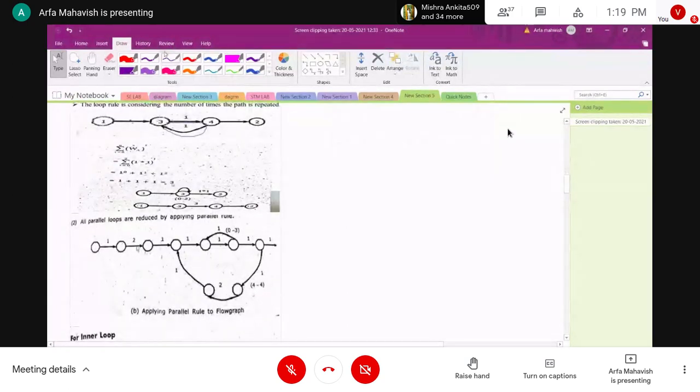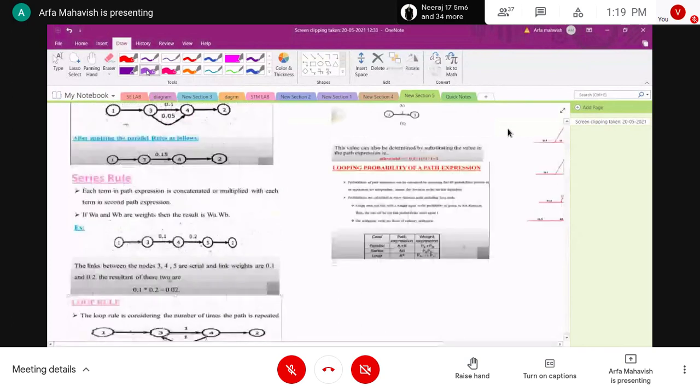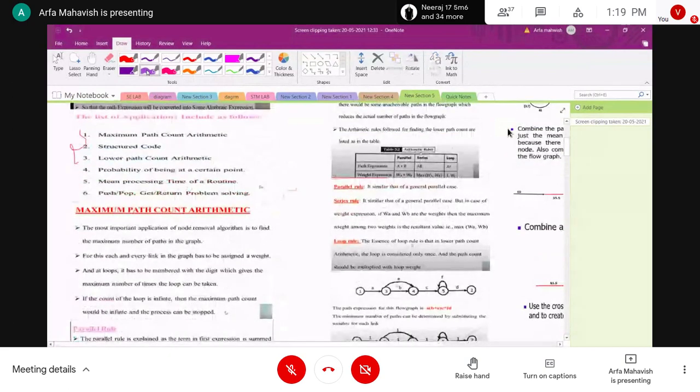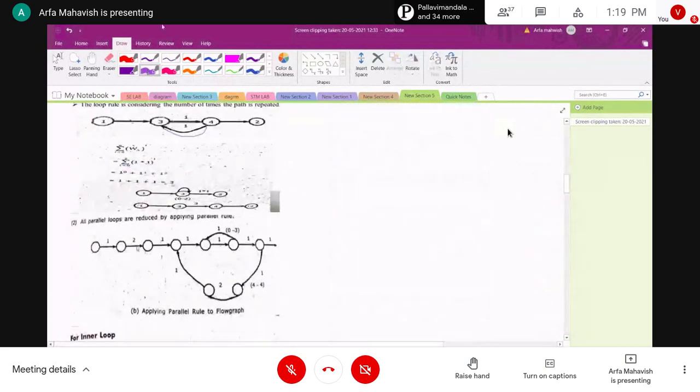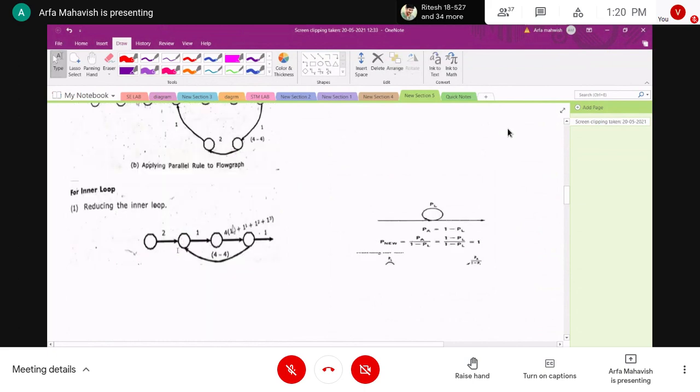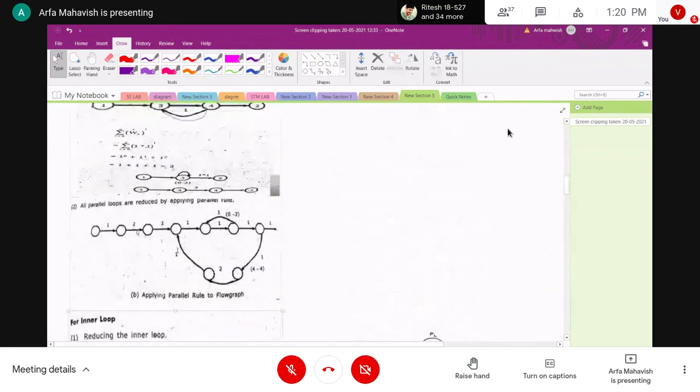So this is the example of our maximum path count. Look at this example. Here we have the loop, parallel loops, and serials. In this graph they have given the weightage. As per that weightage we have to do the paralleling. So our first step is that we are reducing the inner loop.